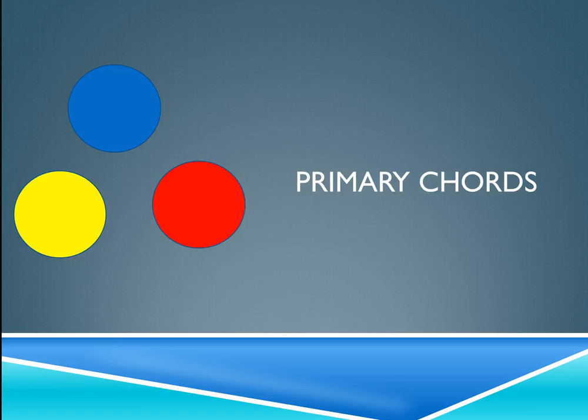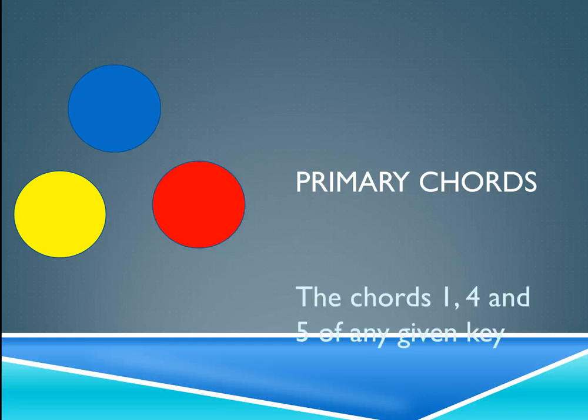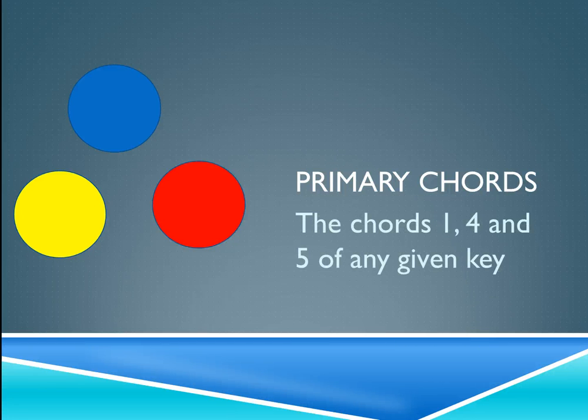Primary chords. The reason I've got three primary colours there in art is because the primary chords actually contain all the notes of a key. So in the primary chords you've got chord 1, chord 4, and chord 5, and all those chords actually contain all the notes in the scale. So that's why they're called the primary chords. And that's the end.